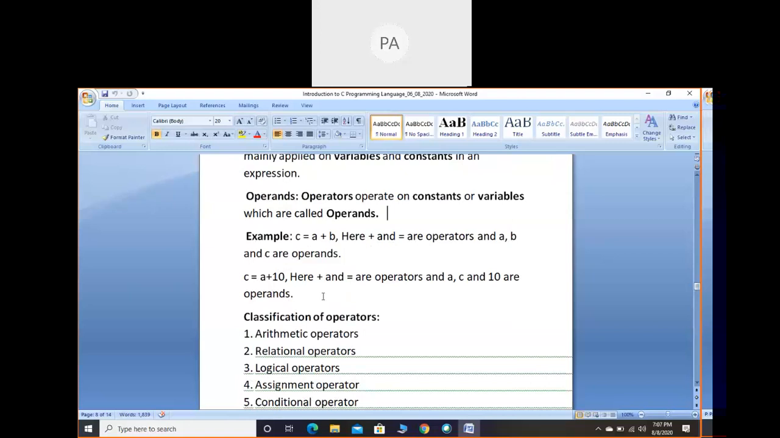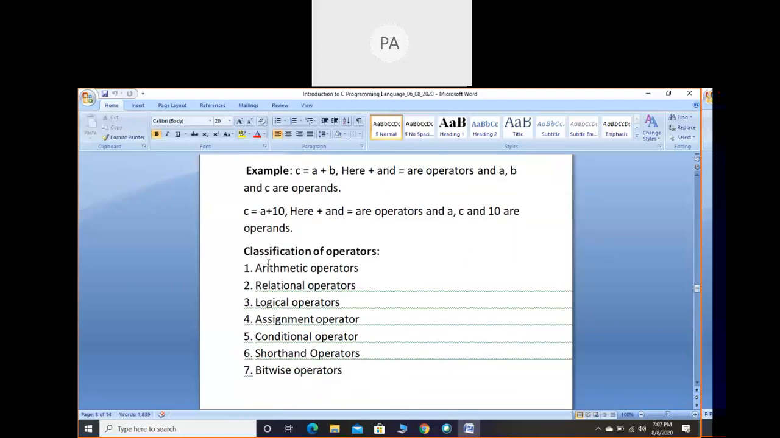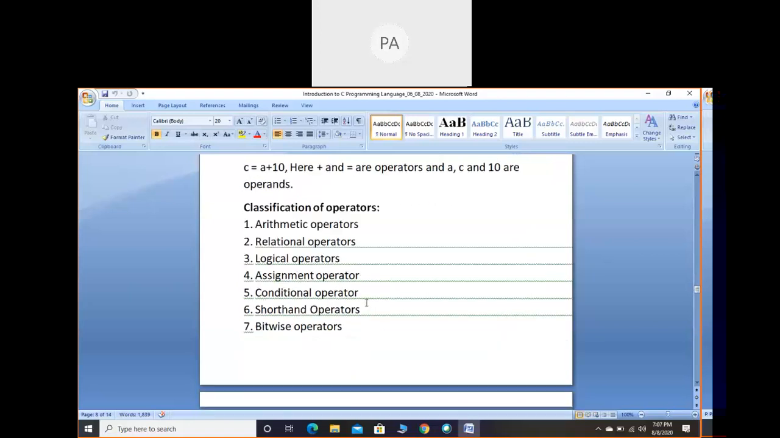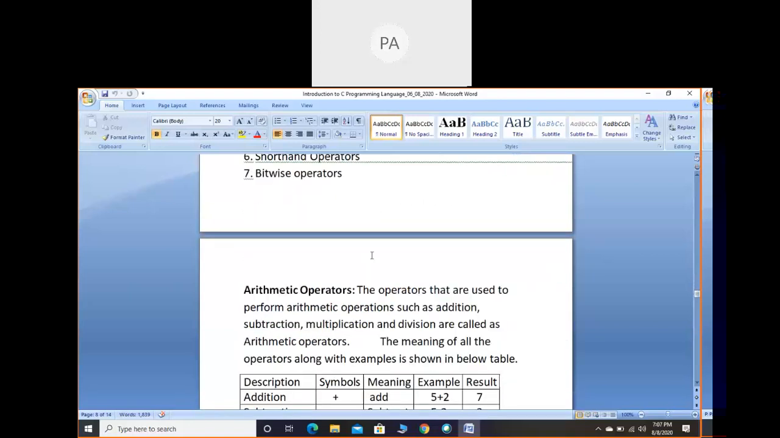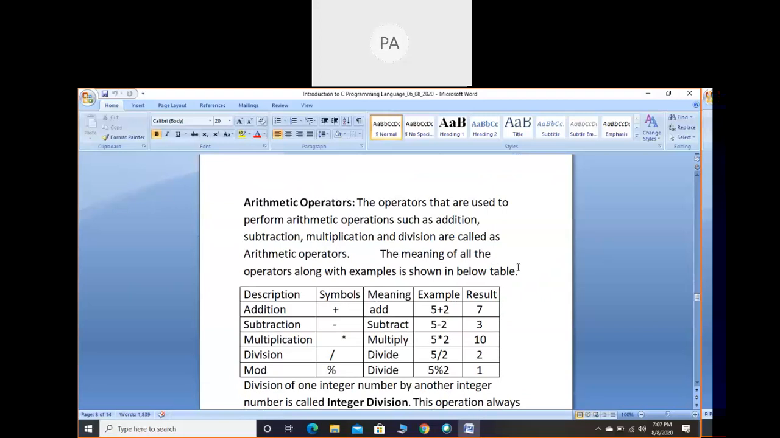Okay. Next, classification of operators: arithmetic operators, relational, logical, assignment, conditional, shorthand, bitwise. These are the classification of operators. If we go to the arithmetic operators, from mathematics we know it's very easy. To perform operations such as addition, subtraction, multiplication, and division, we use arithmetic operators.